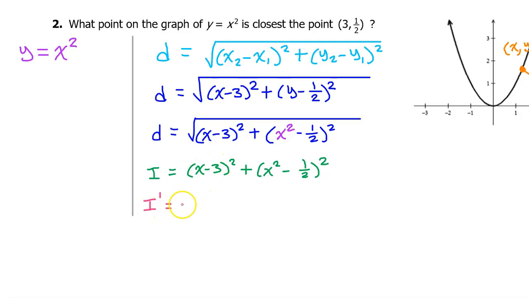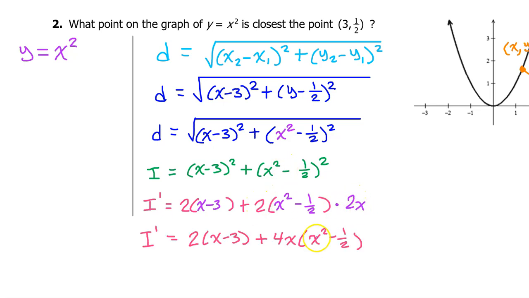We need a little bit of chain rule here, so the derivative of the outer function is this. The inner function is x minus 3, and normally I would say now multiply by the derivative of the inner function, but the derivative of x minus 3 is 1, so we don't need to write that down. Let's do the chain rule for the second term. The derivative of the outer function is this, while the inner function is your x squared minus 1/2. This time we will write down the derivative of the inner function, which is 2x.